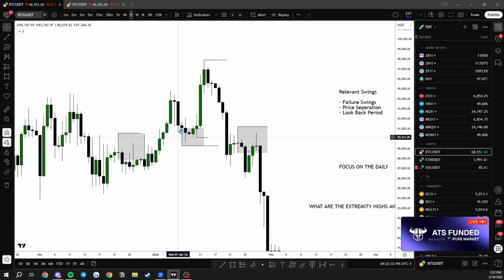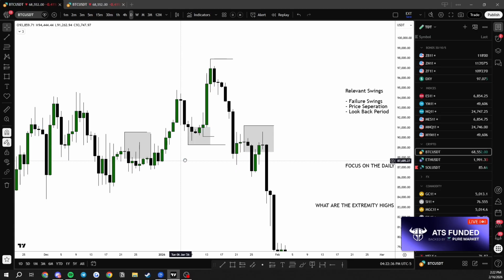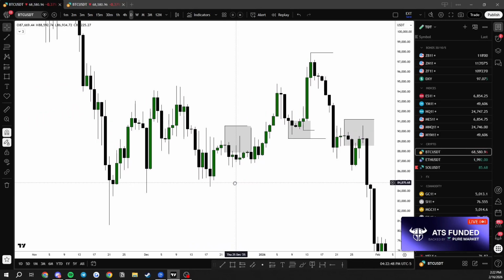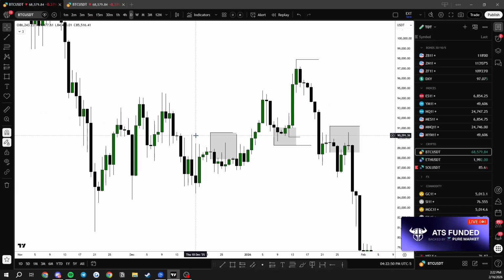So this idea of price separation is very important, okay? Because if price is not separated enough from the swing low to swing low, then it's going to be deemed as irrelevant. Okay, so if a high or low is part of a failure swing, we don't really want to trade it. We want to be trading at the extremes.